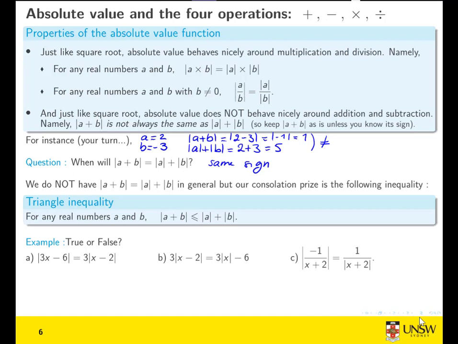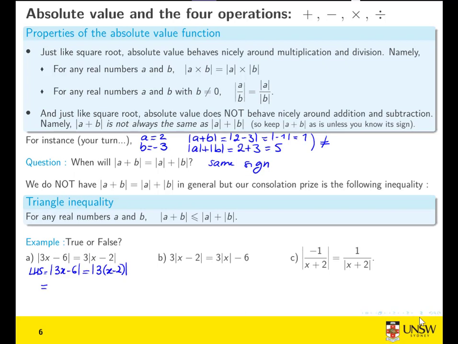So, are we allowed to say that these two things are equal? Let's start from the left-hand side and try to get to the right-hand side. If we start from the left-hand side, we have the absolute value of 3x minus 6. And the first thing we could do is factorize a 3 inside the absolute value. And that's, of course, allowed. We're just inside the absolute value.